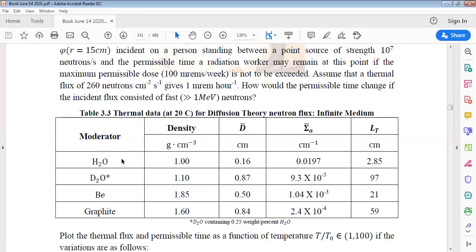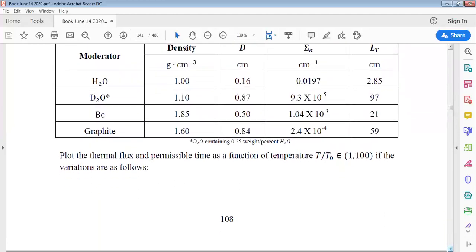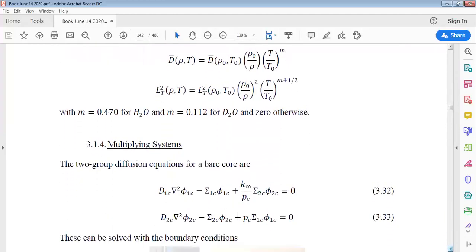So for water, you can see the density of all these four and the thermal diffusion length. It's about 2.85 centimeters for water, 100 centimeters for heavy water. See what a big difference it makes going from light water to heavy water. So why do you use heavy water? Well, in heavy water reactors, you don't need enriched uranium. So that's the advantage. Beryllium has 21 centimeters and graphite 59 centimeters. Now, these numbers are all very useful from the design of nuclear systems point of view.